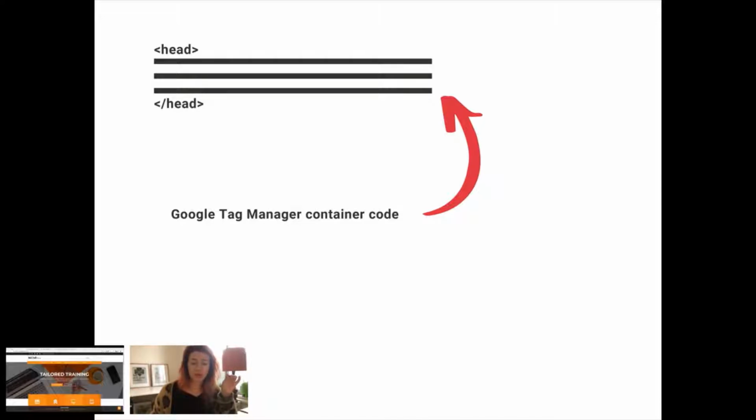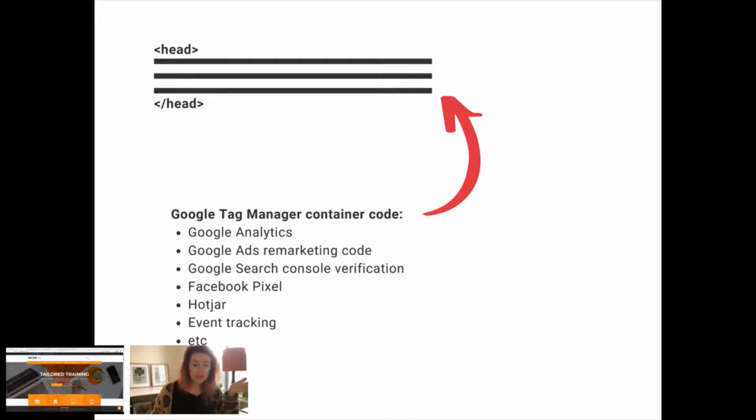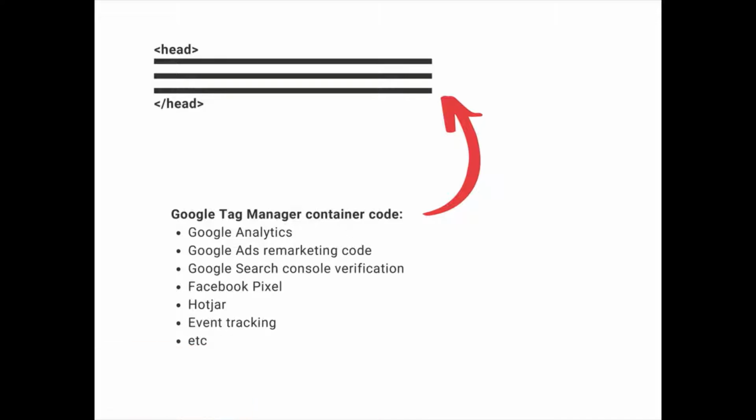You can log in through Google Tag Manager and you can add all of the different pieces of code that you possibly want. Like I mentioned, you don't need to install all of these. I will just say these are some examples of what you can do, and this is also just scratching the surface. So you might install your Google Analytics code, your Google Ads remarketing code, your Google Search Console verification code, your Facebook pixel, Hotjar, event tracking for Google Analytics, that type of thing. There are all these different pieces of code that we can actually manage through this separate login.